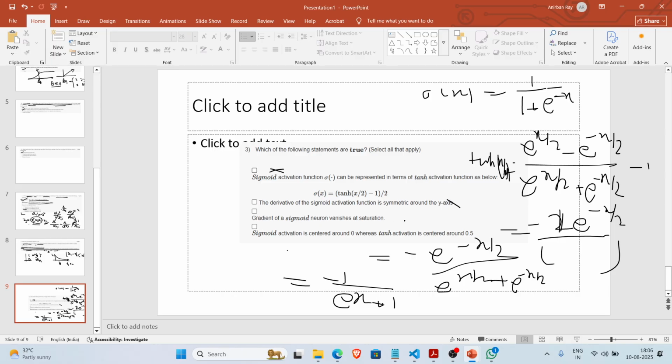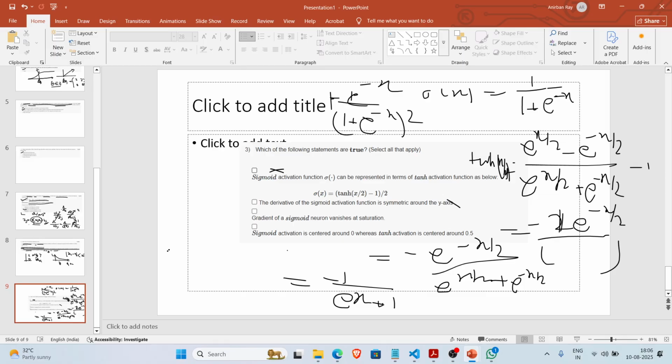Next, the derivative of the sigmoid function is symmetric around the y-axis. You can take the derivative. This becomes square first, and now taking the derivative of this one, so e to the power minus x becomes plus. So is it symmetric around the y-axis?